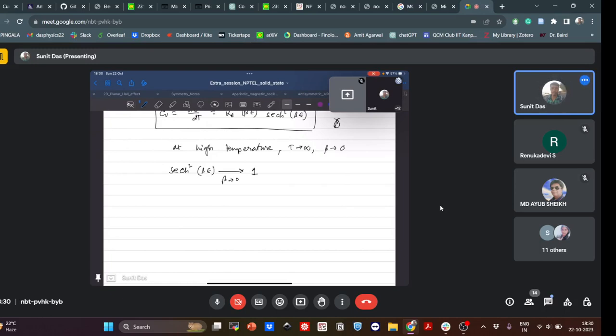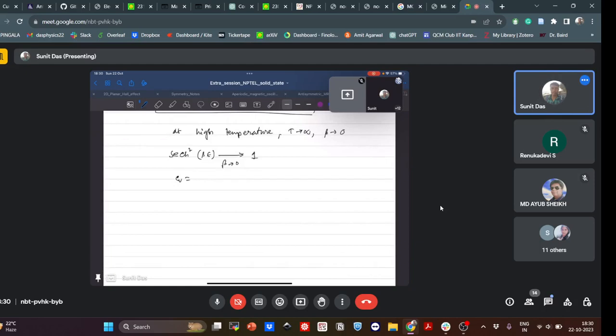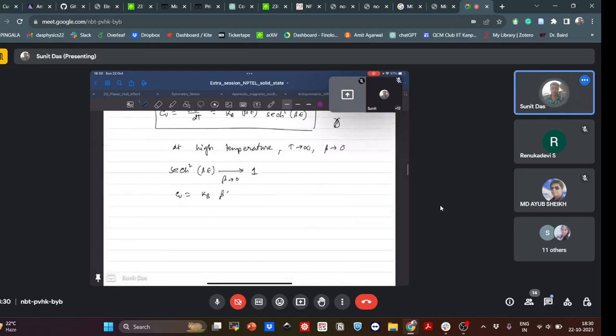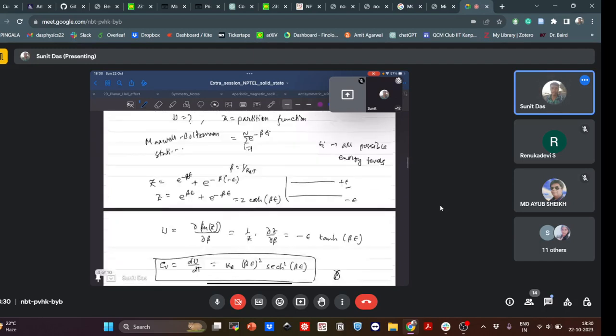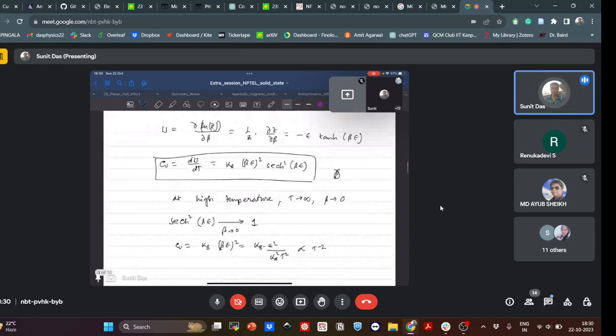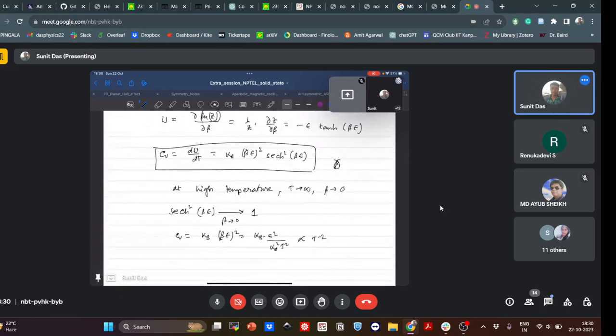Okay. So then Cv becomes kB (beta epsilon) squared. That means kB epsilon squared by kB squared T squared, which is proportional to T to the power minus 2. So the first option is correct. Okay. So this is how we can find out Cv.